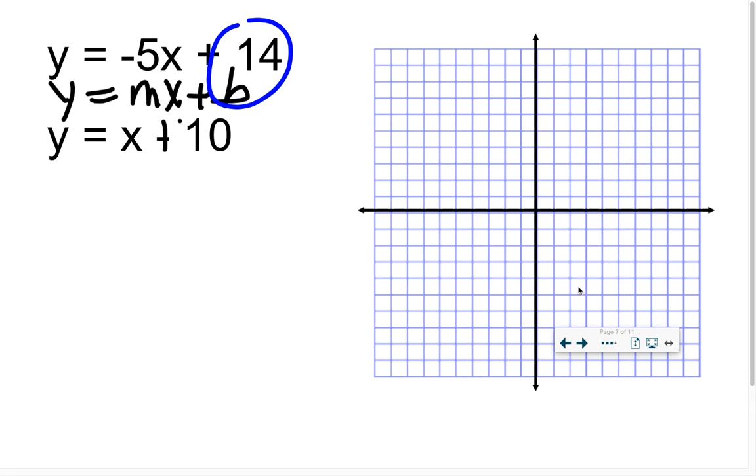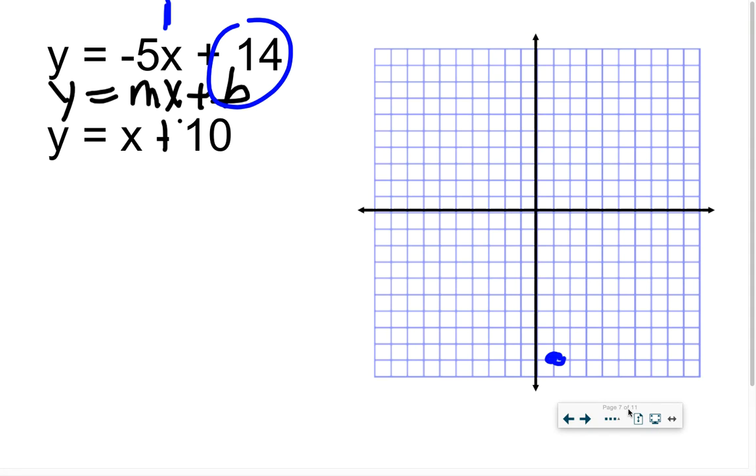a different point. So I want to move over to, just because this is a negative, if I plugged in 1 here, negative 5 times 1 plus 14 is going to give me negative 9. So that's where this point came from.